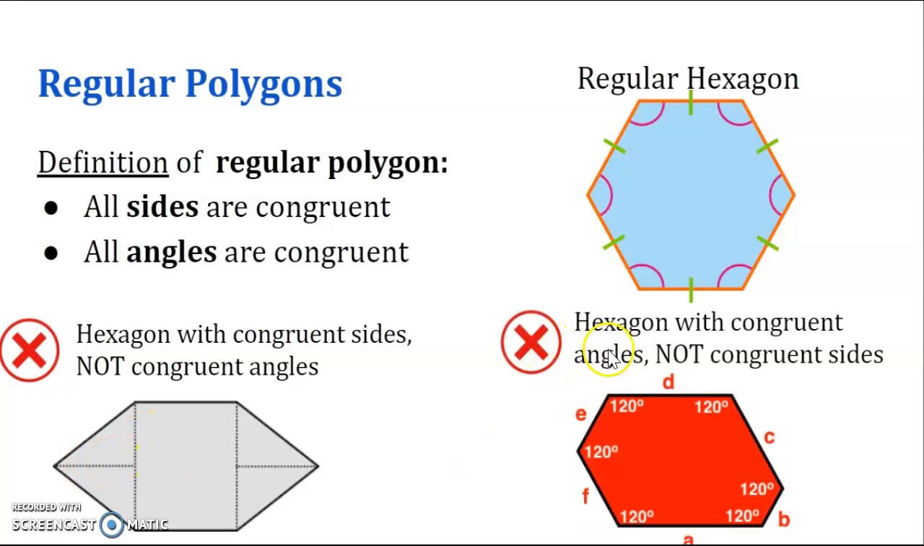And looking at this, it is a hexagon with congruent angles but not congruent sides. You can tell that all the interior angles are 120 degrees, but you can also tell that this length is not going to be the same as this length. So this is not a regular polygon.